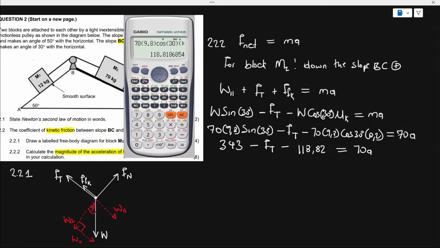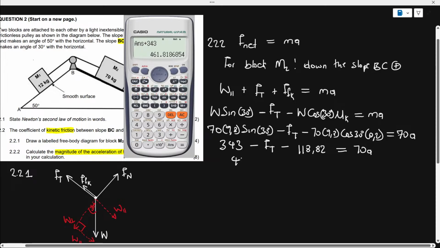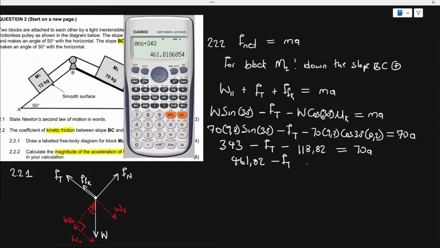Now let us add up our like terms. So 118.82 plus 343. So that is equal to 461.82 minus Ft is equal to 78.